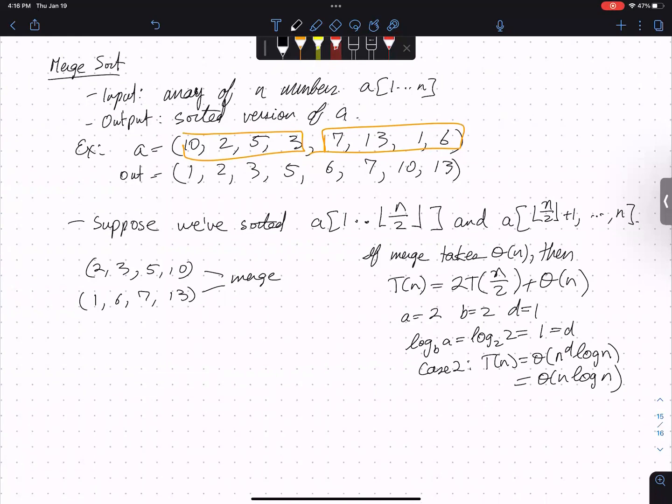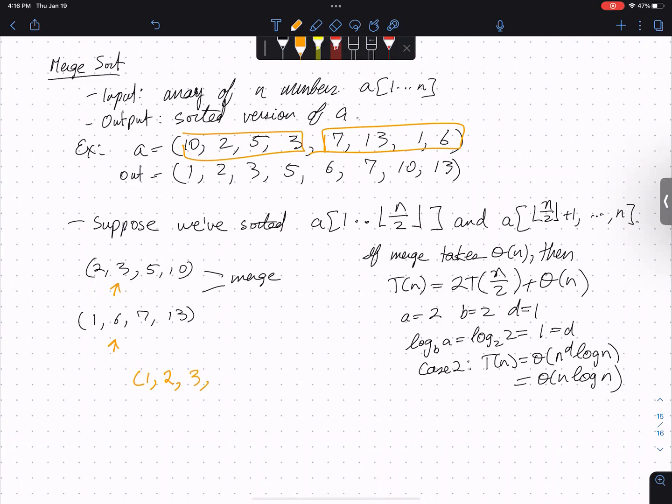So the idea is I keep two pointers. Give ourselves some space. Initially, the two pointers point to the beginning. I put in the output the smaller of those two values. So I put one. And then I move the pointer to the right. So this guy is no longer here. Now I again compare the values of the two pointers and I take the smallest of them, two, and I move that pointer to the right.